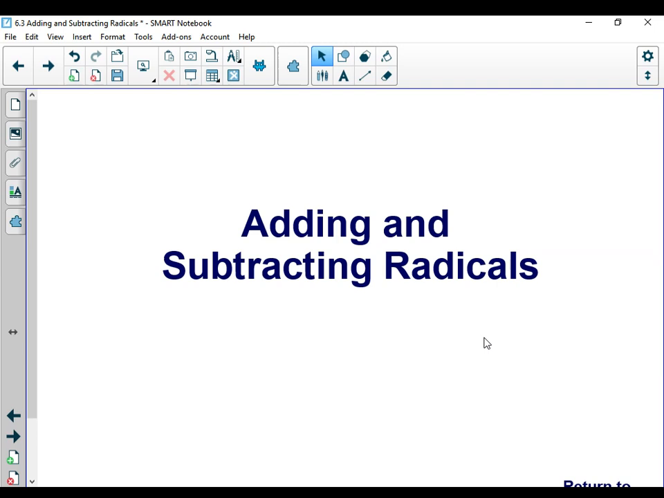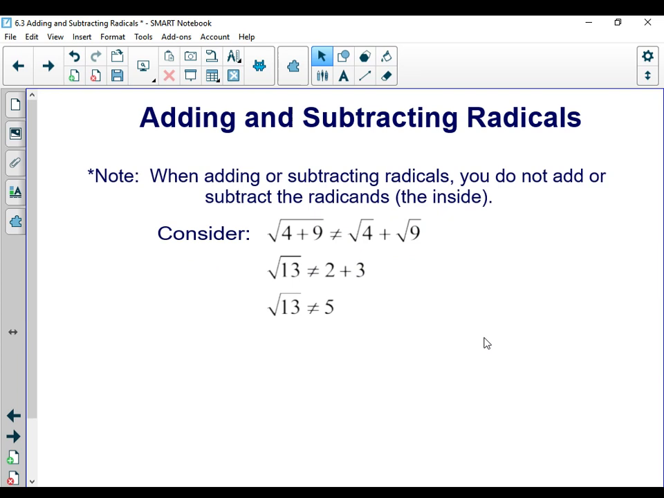adding and subtracting radicals. So you can't just say like yesterday, oh, I have the same index, I can multiply them inside. You can't say I can add them inside. All right, it's not how it works.